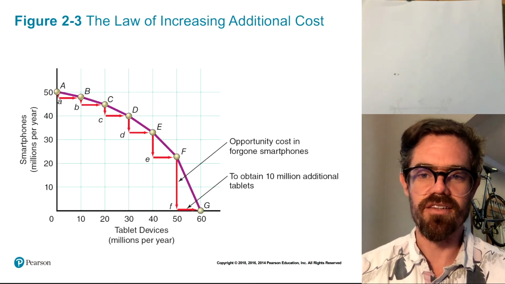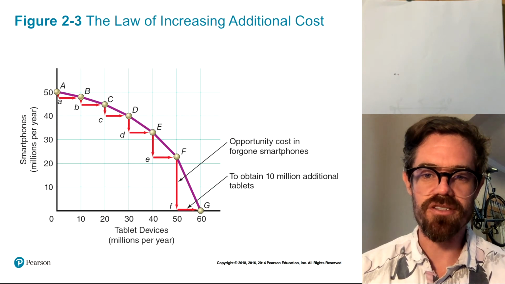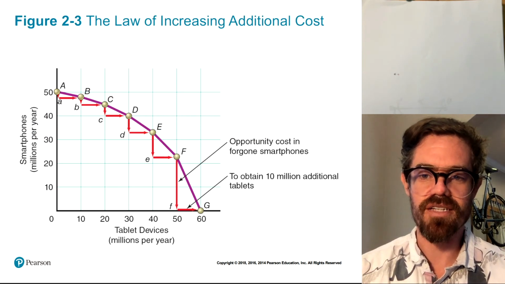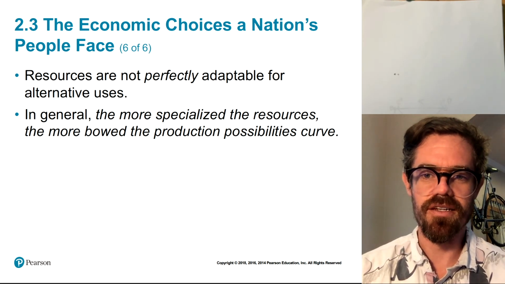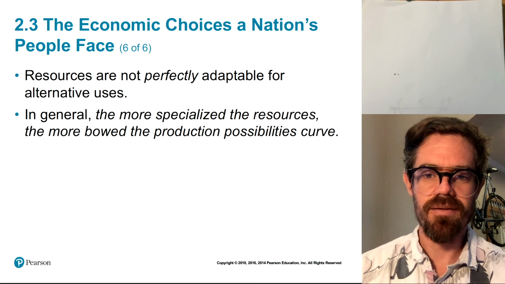But here in this example, since it's a bowed PPC, these resources are not perfectly adaptable. And we'll probably see that more clearly when we think about some other examples using this model in the next couple of sections here. But this concludes section 3 of chapter 2.